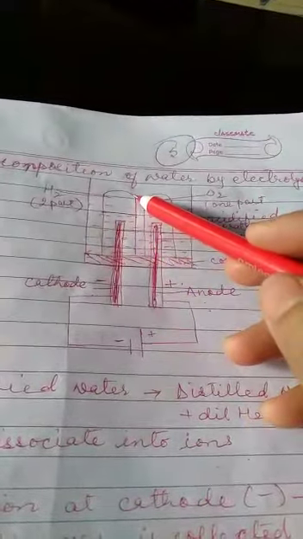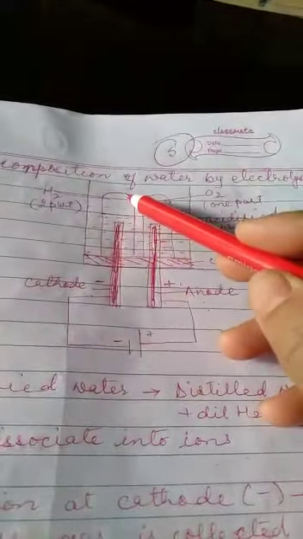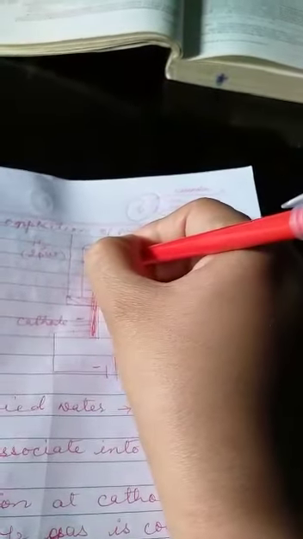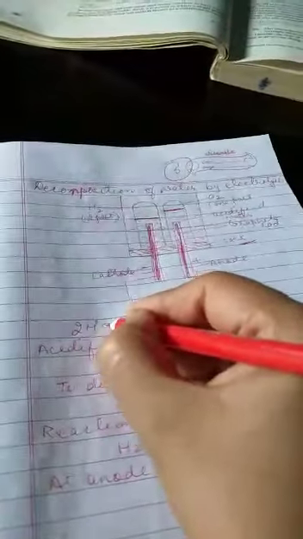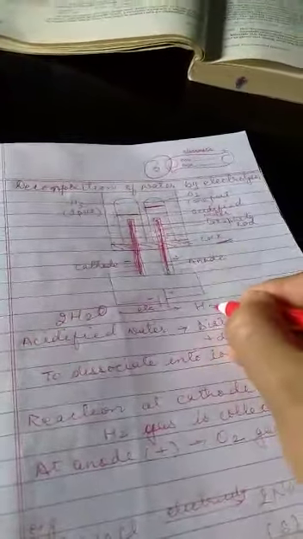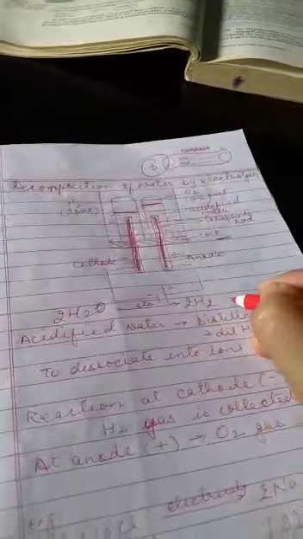There are two parts of hydrogen liberated here, and only one part of oxygen is liberated. Because the reaction is: two water molecules decompose by passing electric current into two molecules of hydrogen and one molecule of oxygen.